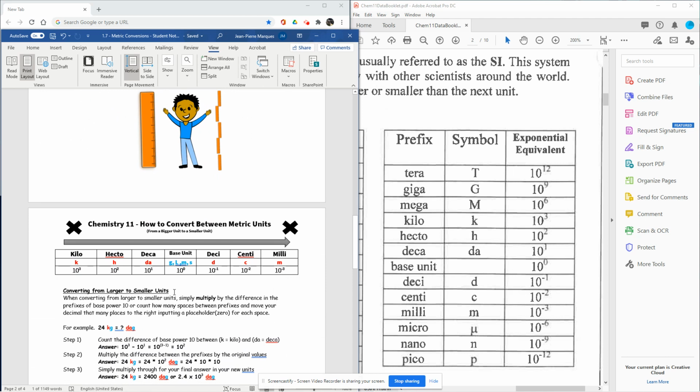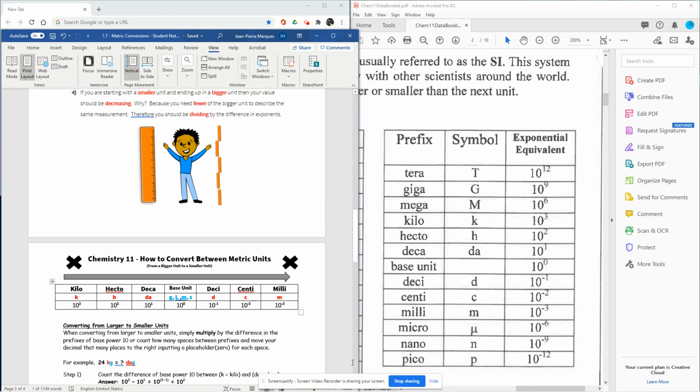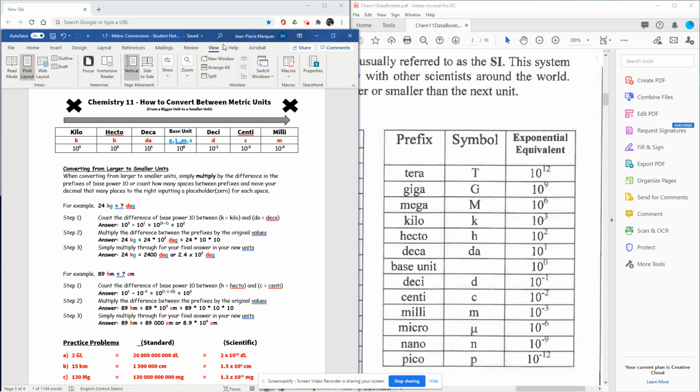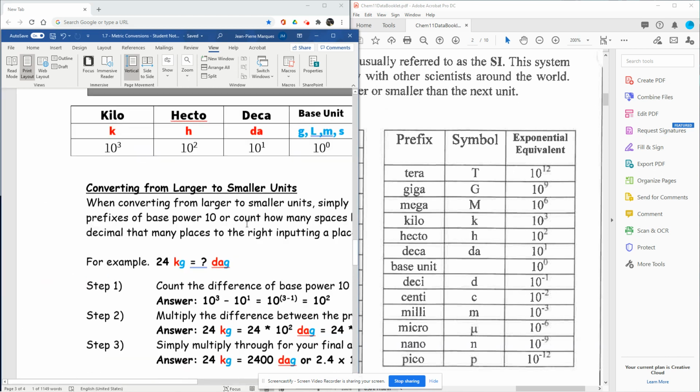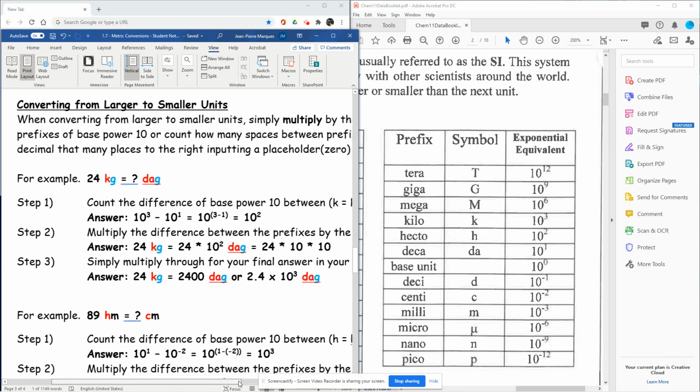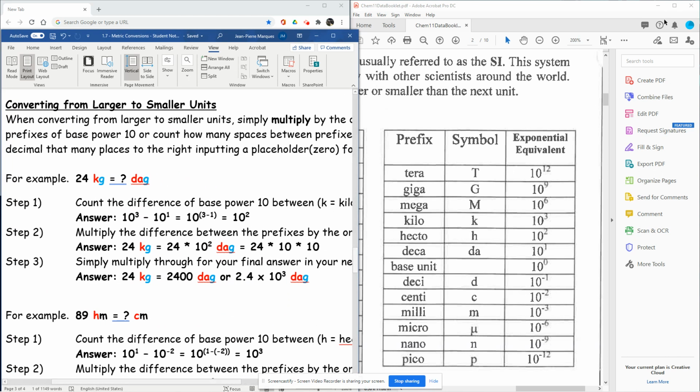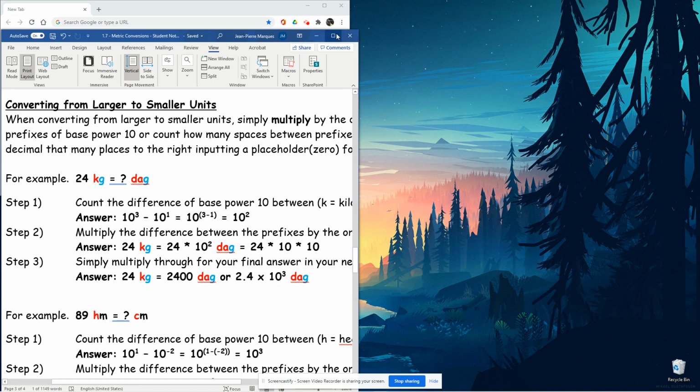Okay, so how are we going to actually do these conversions? Let me just zoom in a little bit here. Okay, so how do we actually do these conversions? Actually, I think I can get rid of this. Yes, I'll just reference my one below. That should be good enough.